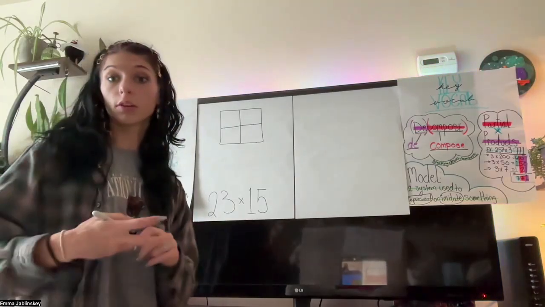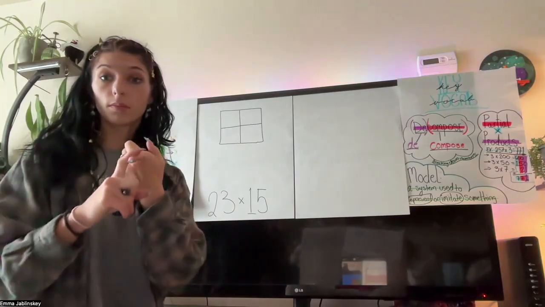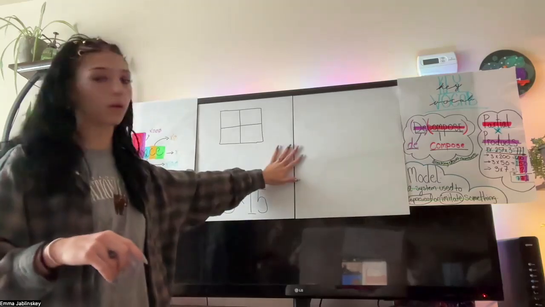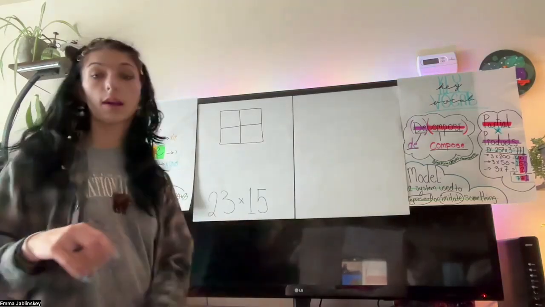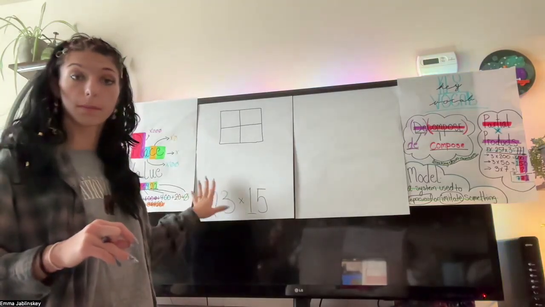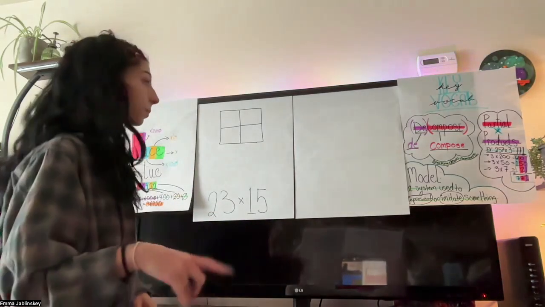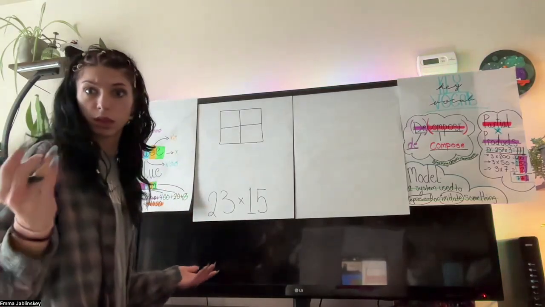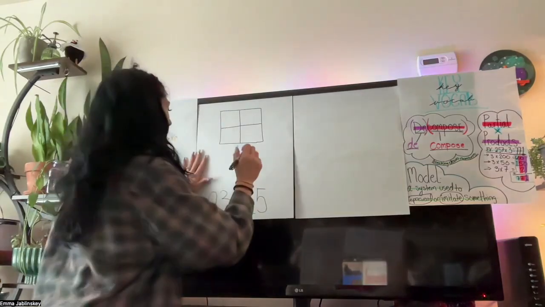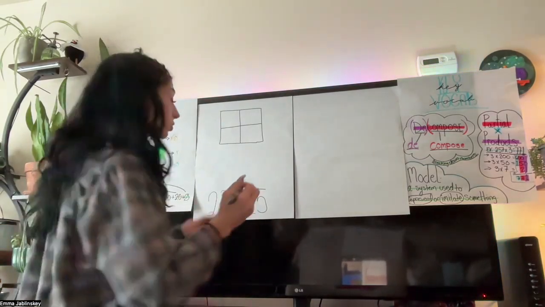Now, something all good mathematicians do is they label their work and they show all of their work. So we're going to show all of our work on the board. And I'm going to show you guys each step by step how we're going to do it. And then you guys are going to try it on your own at the end. So we have to label our model. This is our model. We know that it is an area model, so that can be a label.